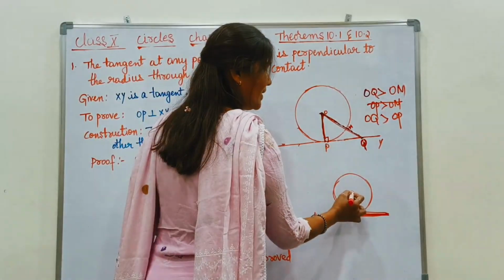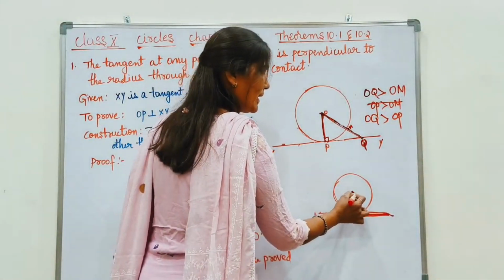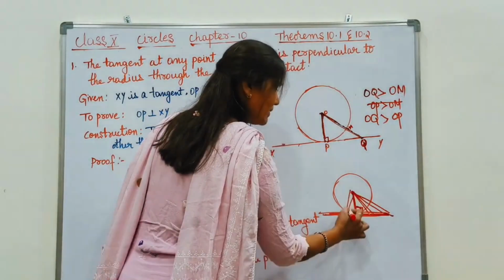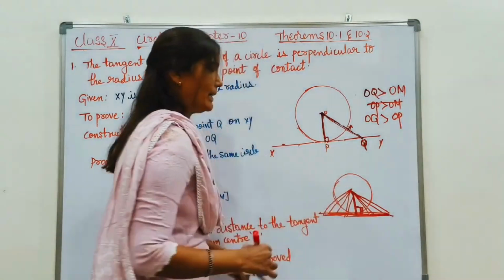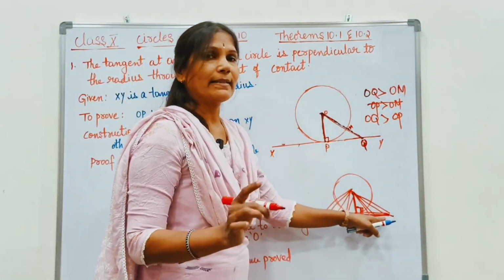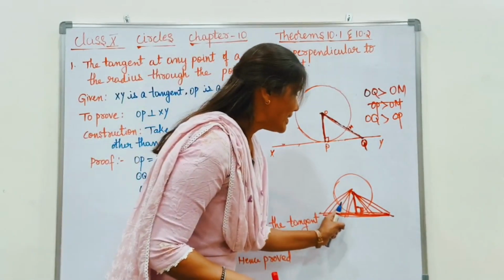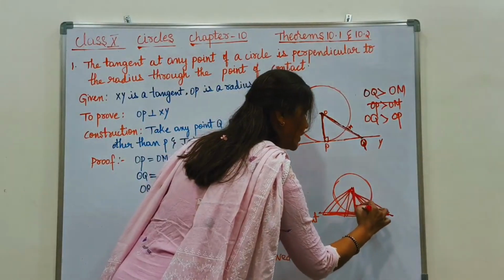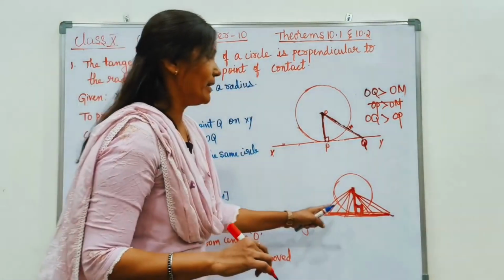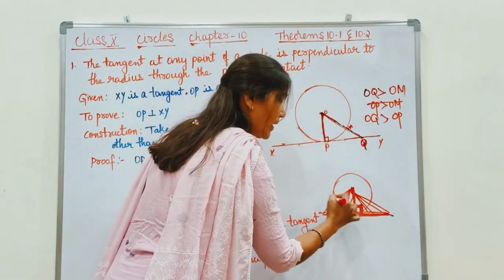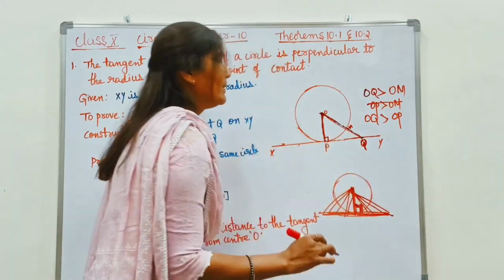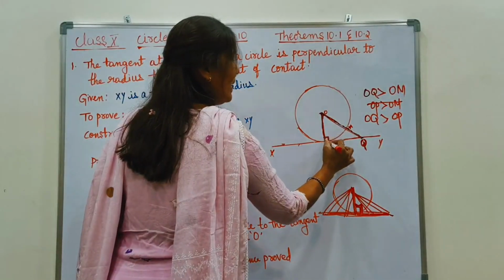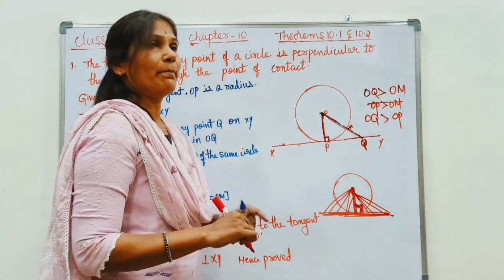What is the reason? From the center of the circle to the tangent, you are drawing so many lines. This is one line, this is another line, like this I am drawing so many lines from the center to the tangent. Among all these lines, the shortest line is the perpendicular. The remaining lines are not perpendicular. Compared with these, this line is the shortest, so this is the perpendicular.